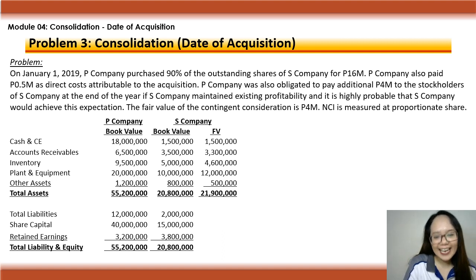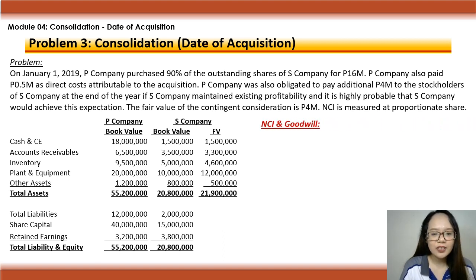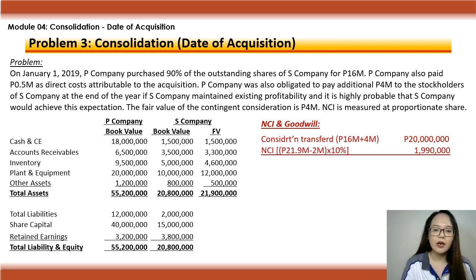Okay? Next, how much is NCI and goodwill? Computed as consideration transferred, 20 million. Plus the non-controlling interest at proportionate share, which is magkano yung fair value of net assets acquired. That will be 21.9 million. Kunin mo yung fair value ng total asset ni S Company minus the total liabilities at book value ni S Company na 2 million. That will be, magkano yun? 19.9 million.